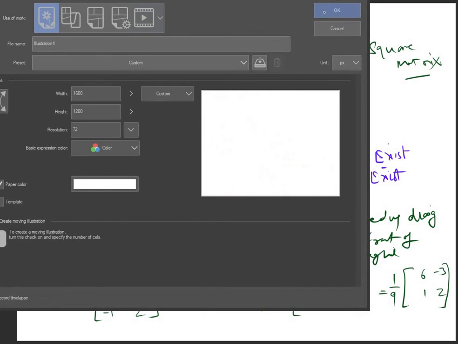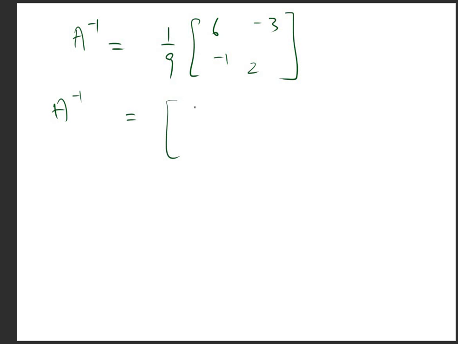So if I quickly go to the next page and find the final inverse of the matrix, it is 1 over 9 times 6, negative 3, negative 1, and 2, right? That's what we have. So my A inverse is 6 over 9, negative 3 over 9, negative 1 over 9, and 2 over 9. If anything I can simplify, I should.